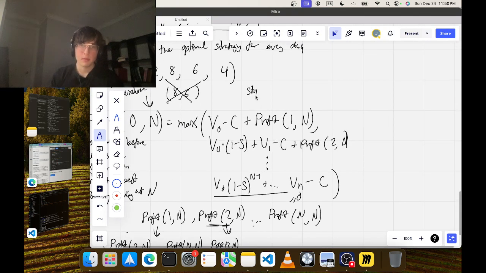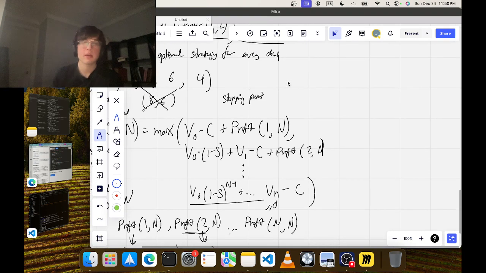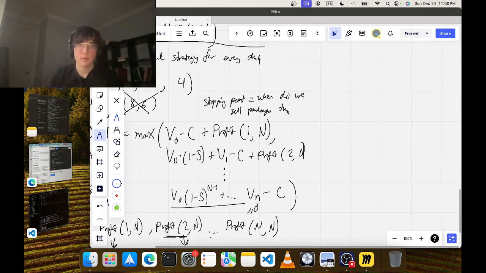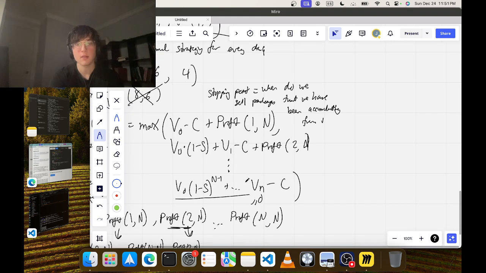So stopping point is when do we sell the packages that we have been accumulating from the beginning? So in the case here, the stopping point is 0. In the case here, it's 1. In the case here, it's n, right?